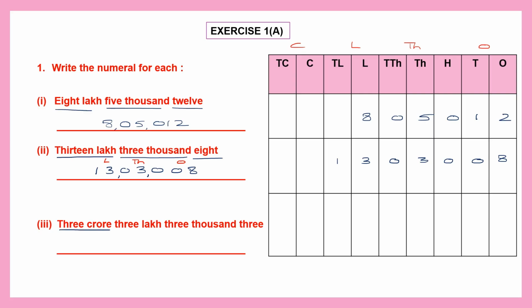Next one is 3 crore. So in the crores place we put 3. 3 lakh. In the lakhs place we put 3. 3,000 in the thousands place also we put 3, and we have a 3 which is to be put in the ones place. So wherever there are digits missing, let's put the zeros. So now what do we have? 3,03,03,003. Now let's put the commas, ones, tens, hundreds, comma, thousands, 10,000s, lakh, 10 lakh, and we have a crore. So this is 3 crore 3 lakh 3,003. So this is our answer.